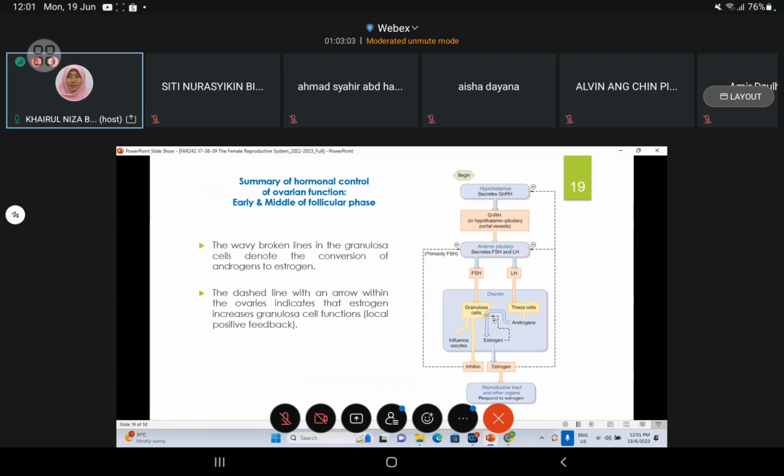So in summary, if you can see here, the wavy broken lines in the granulosa cells denote the conversion of androgens to estrogen. The dashed line with an arrow within the ovaries indicates that estrogen increases granulosa cell functions, and it is a local positive feedback effect. So as I mentioned, we have the interaction between the hypothalamus, anterior pituitary, and the ovaries.